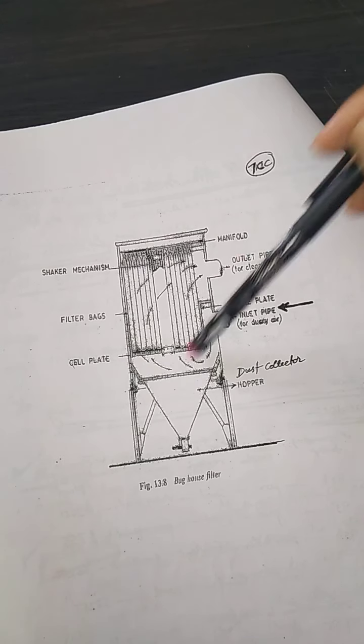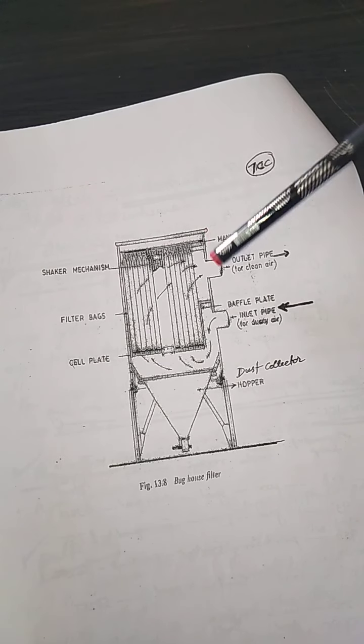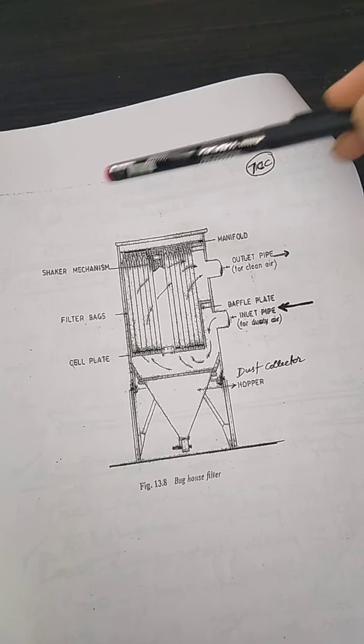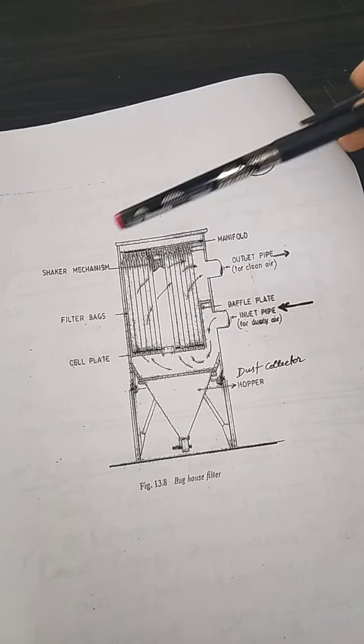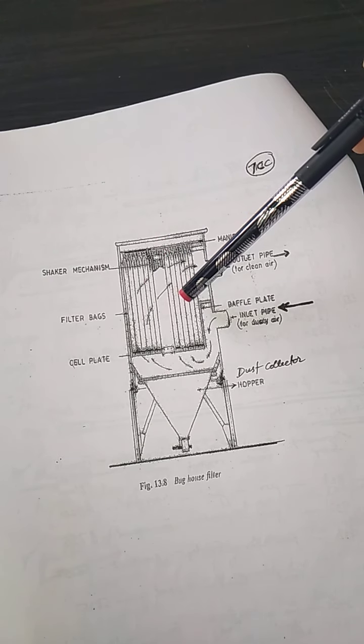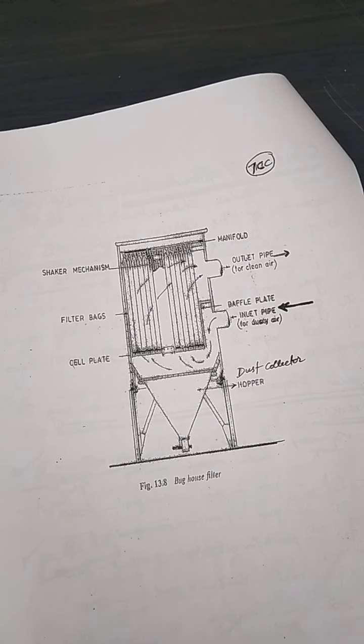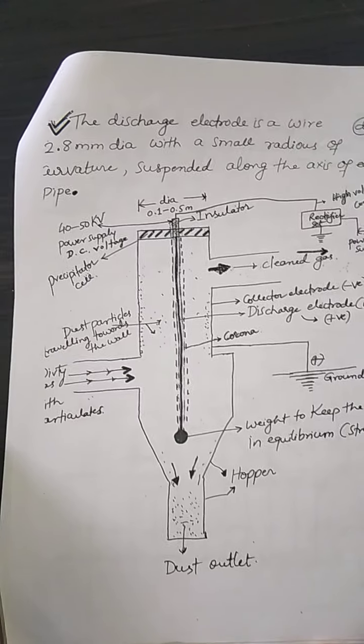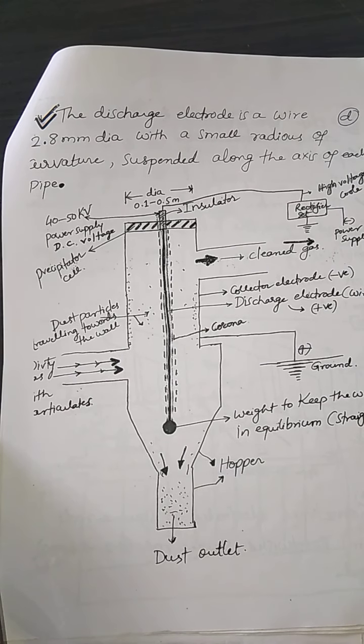So this is regarding the fabric filter in more detail: how it is constructed, its structure, and what the operational problems are. If you want the detailed explanation, it is there in my previous class regarding the fabric filter. Next, we are going to cover the electrostatic precipitator.